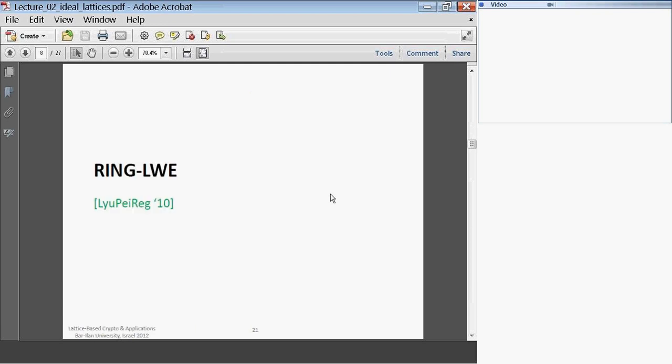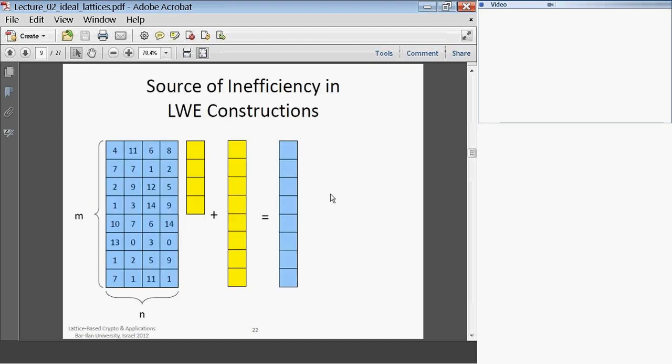And ideal lattices is what we're going to focus on probably in the next several seminars. And Ring-LWE is actually based on ideal lattices. Now that we have defined ideal lattices, let's revisit the main inefficiency that we observed in the case of LWE, the learning with errors problem.